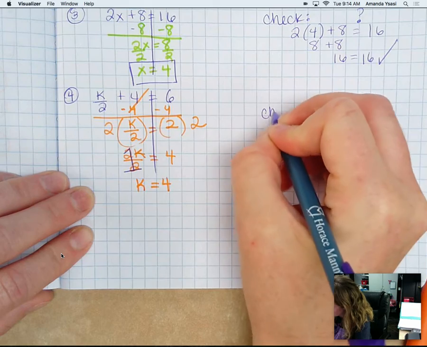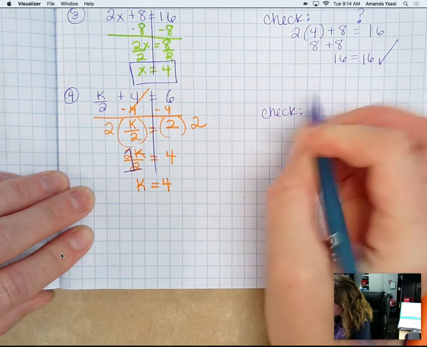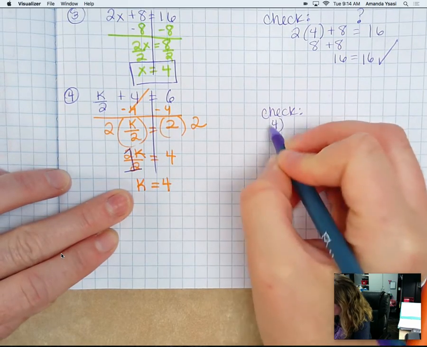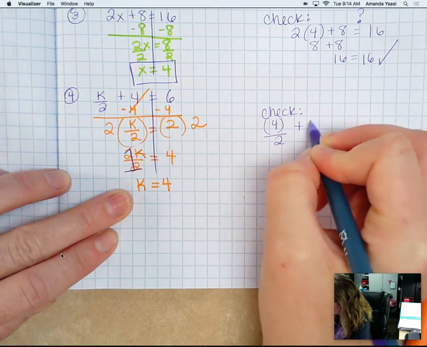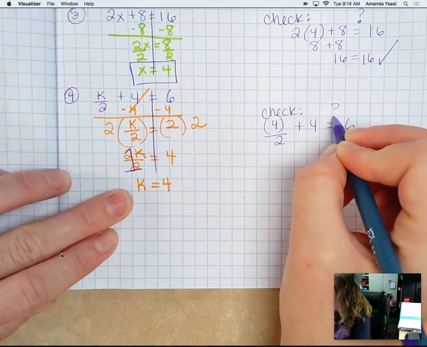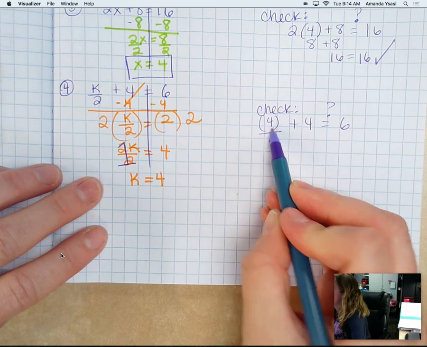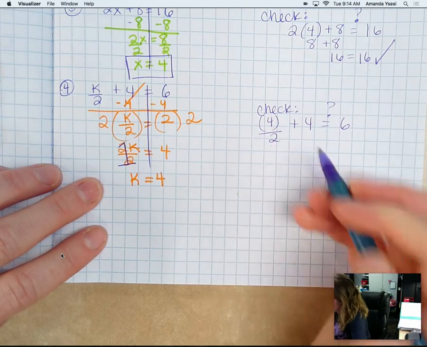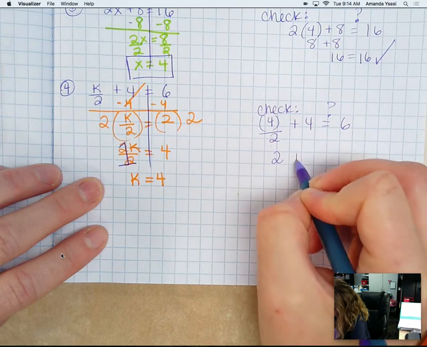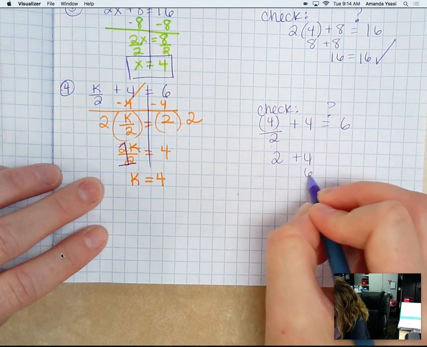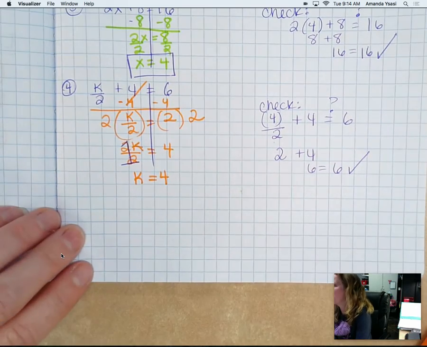And we can check it. So 4 over 2 plus 4 equals 6. 4 divided by 2 is 2, plus 4 is 6. So we did it right.